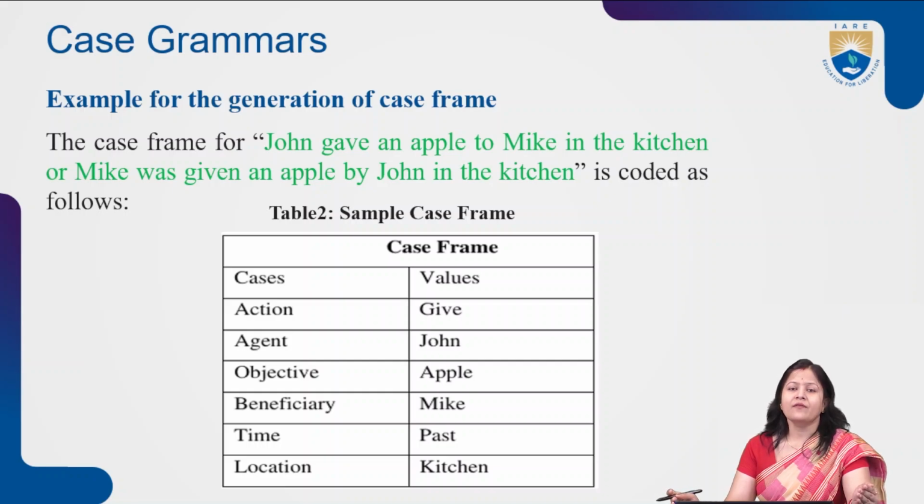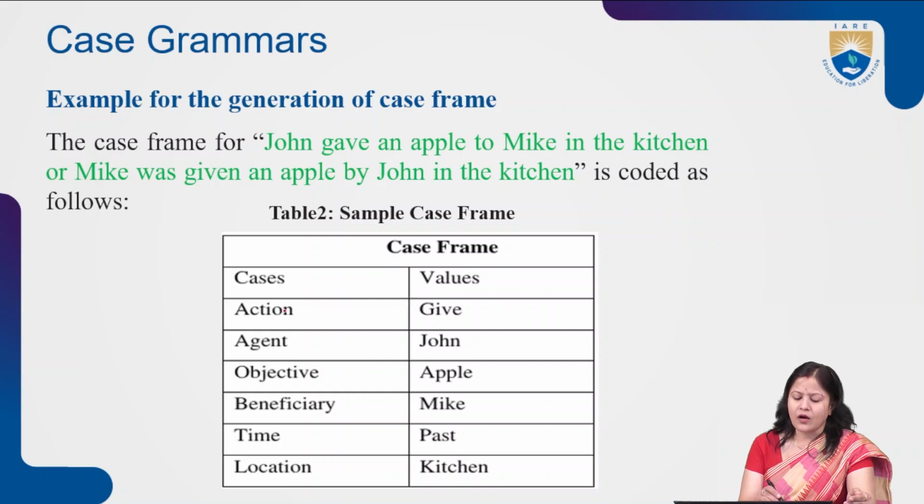Now we have to identify all the cases from the given sentence. So in the given sentence, you can see the action. What is the action? Action is give. No need to write gave because it is in the past tense. We have to write in the present tense only. So action is give. Then who is the agent here? Agent is nothing but John. Then what is the objective? Objective means what is the object? Object is nothing but the apple. Then who is the beneficiary? John gave an apple to Mike. Who will be benefited? Definitely Mike. So beneficiary is Mike. And what is the time case?